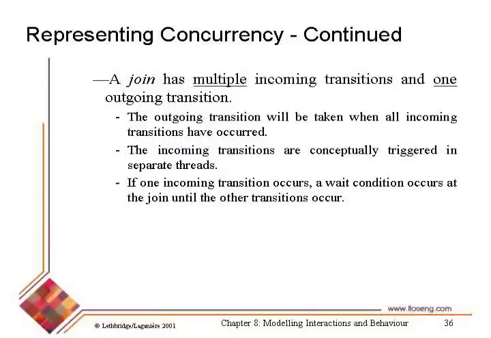And the incoming transitions are conceptually in separate threads. Okay, now I can implement the thing by getting rid of the threads at implementation time, but conceptually at the analysis level, we just imagine them as being separate threads. That's the way to model it. And a wait occurs at the join until the other transition occurs. So if one transition gets to the join, that bar, it will wait until the other transitions get to the bar, and then we can proceed only.